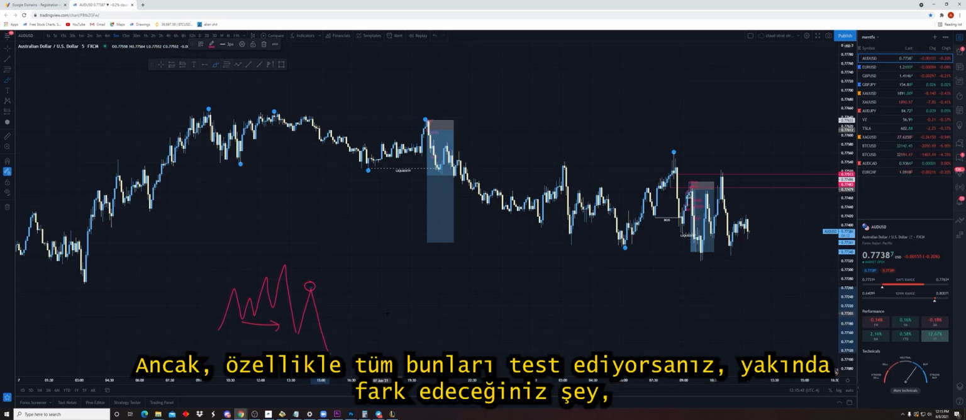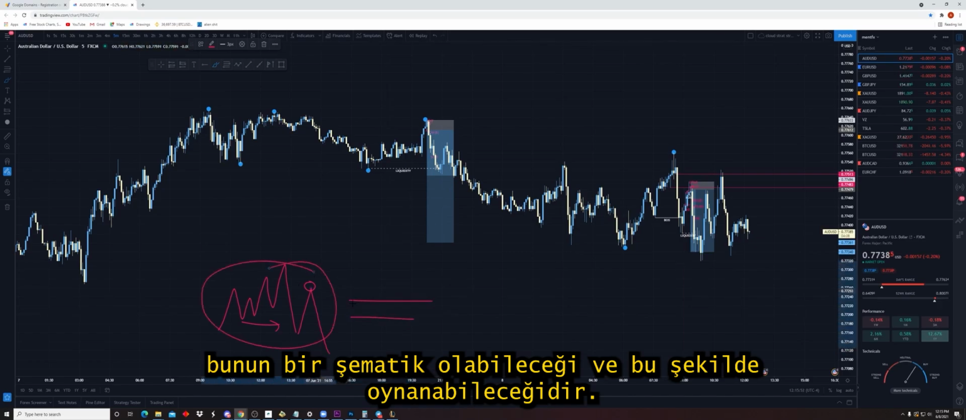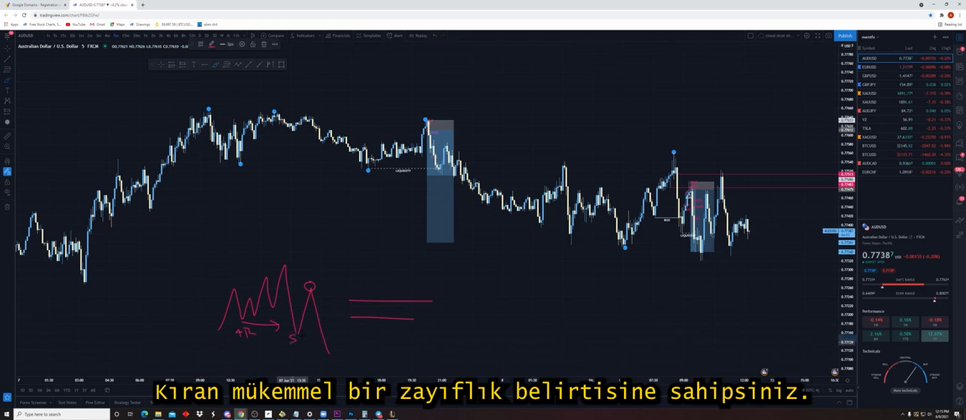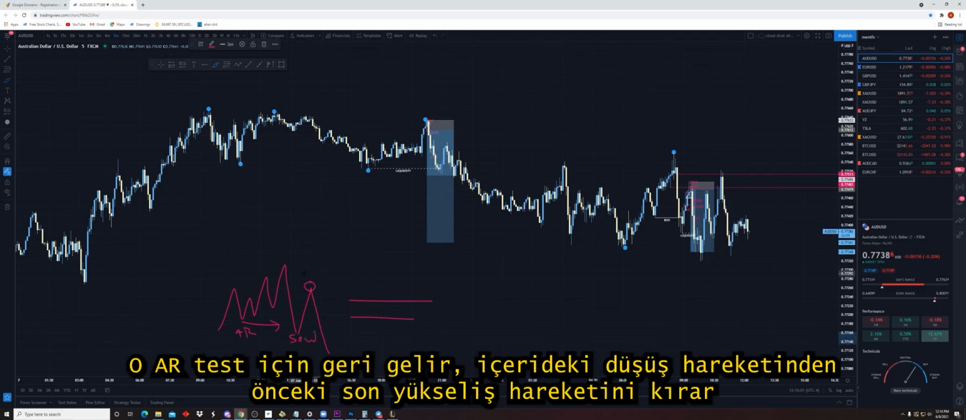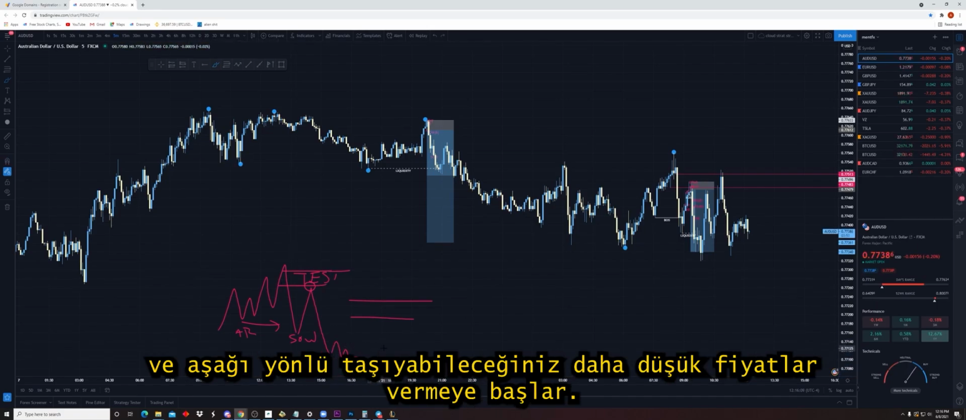However, what you will soon notice, especially if you're testing all this, is that this can be one schematic, and this is how it could play out. It could give you the perfect sign of weakness that breaks the AR, right? So if this is the AR, you have a perfect sign of weakness that breaks that AR, comes back up to test, right? That last up move before the down move inside of here, and drops off and begins to give you lower prices that you can, again, partial on and take to the lower side.